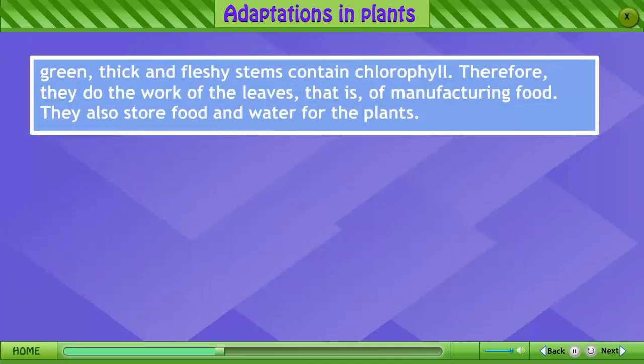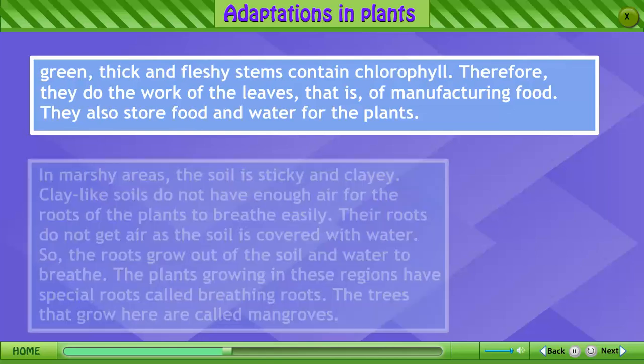Their green, thick, and fleshy stems contain chlorophyll. Therefore, they do the work of the leaves, that is, of manufacturing food. They also store food and water for the plants.